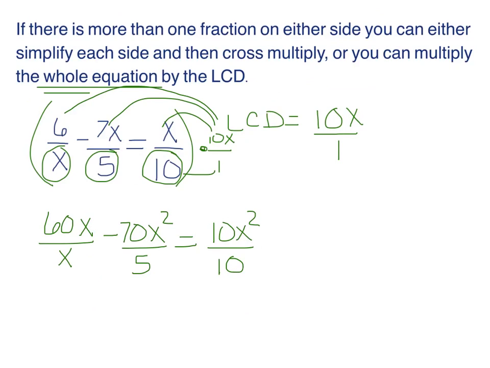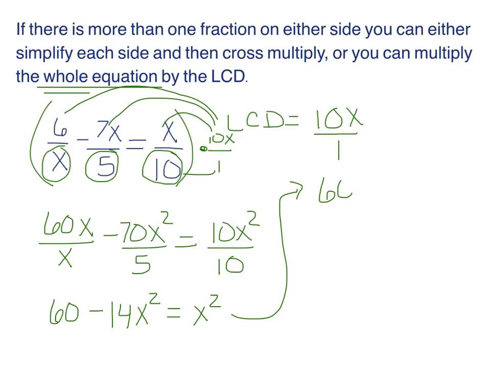So 60x over x is just 60. Minus 70x squared over 5 would be 14x squared, equals, and then 10x squared over 10 would just be x squared. So I have 60 minus 14x squared equals x squared, and I can solve this equation by combining like terms. So I'm going to add 14x squared to the other side, have 60 equals 15x squared. If I divide 60 by 15, I get 4.